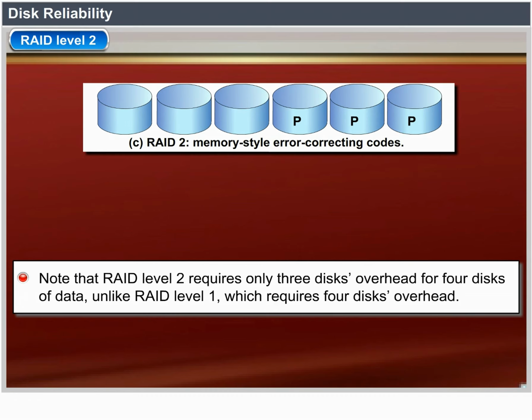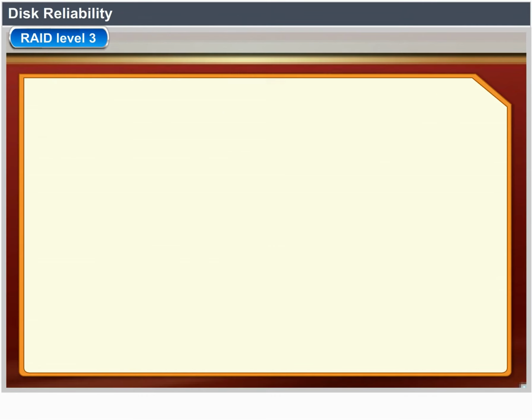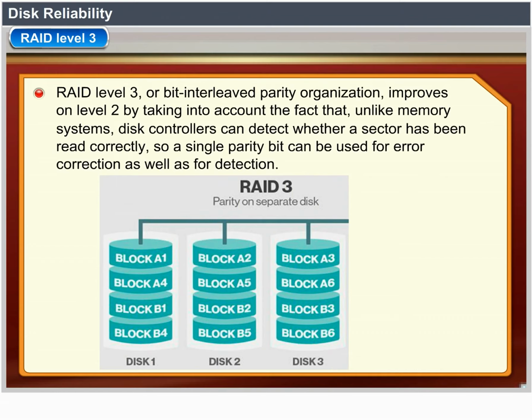RAID Level 3. RAID Level 3, or Bit Interleaved Parity Organization, improves on Level 2 by taking into account the fact that, unlike memory systems, disk controllers can detect whether a sector has been read correctly, so a single parity bit can be used for error correction as well as for detection. The idea is as follows.